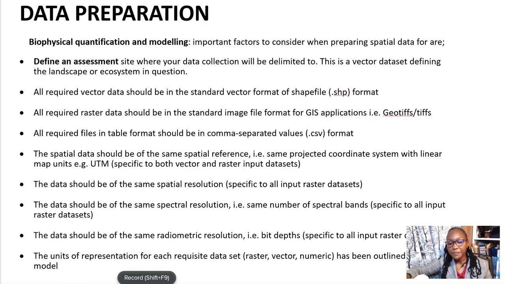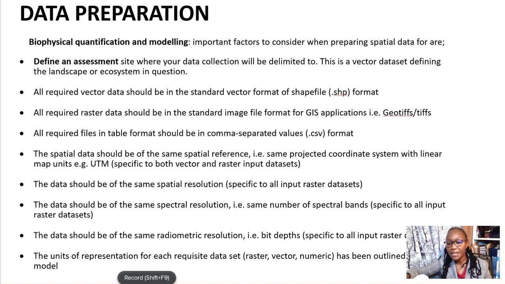So what are the data preparation aspects that are required? First of all, we have the biophysical quantification and modeling. Important factors to consider when preparing spatial data are: define an assessment site. You must have an area that you wish to undertake the ecosystem valuation. And then you are able to do your data collection, which will be vector data sets defining the landscape or ecosystem in question. You must understand that all required vector data should be in standard vector format of shapefile. All required raster data should be in standard image file format.